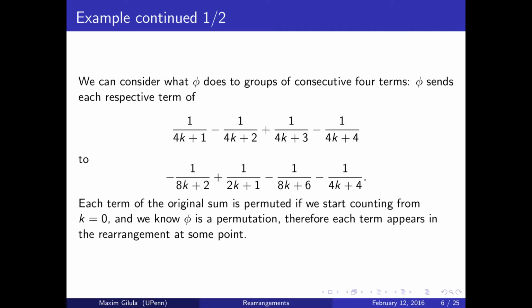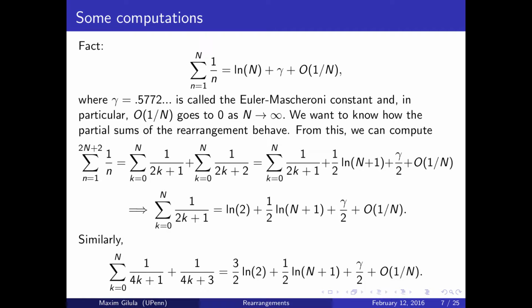So what we did is take an arbitrary term of the alternating harmonic series and look at what happened to it. So actually, we are considering all the possible terms in the new series by considering this block of 4. We need to know some facts first. So if we look at the sum from n equals 1 to big N of the harmonic series, then that equals ln of big N plus gamma, which is the Euler-Mascheroni constant, plus big O of 1 over n. So then as we take n to infinity, the big O will go away.